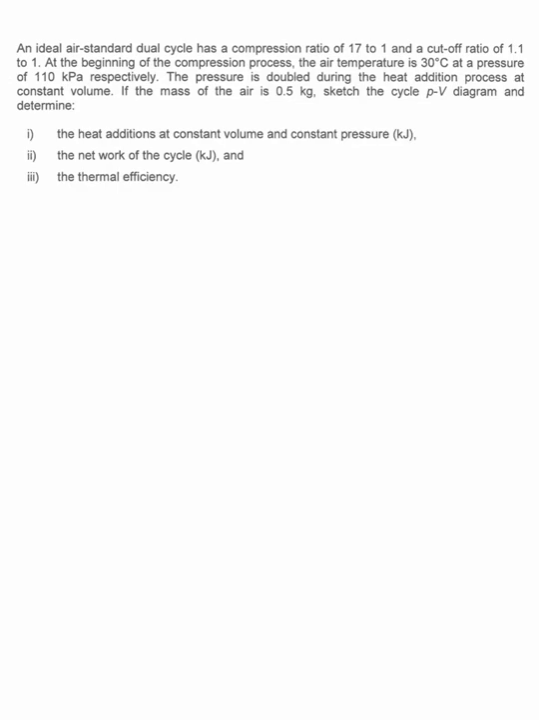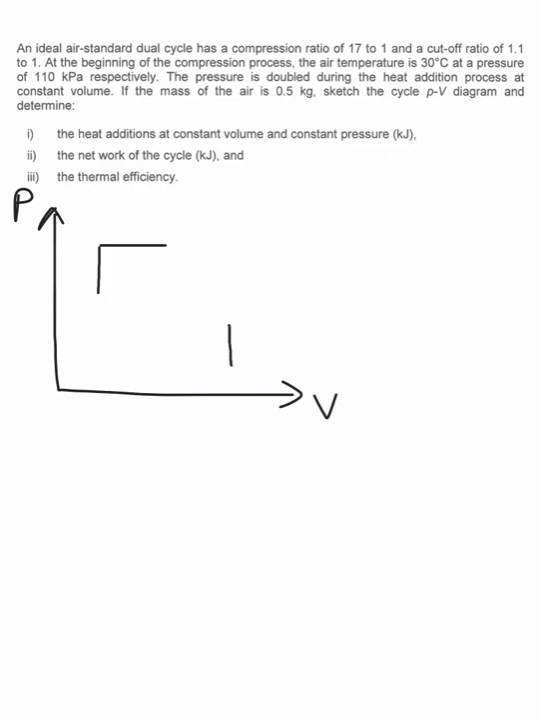So let us sketch the PV diagram first. Since this is a dual cycle, you are going to have one heat addition at constant volume, and this is heat addition at constant pressure, and you are going to have heat rejection at constant volume. So let's connect this together. Let's label this as 1, this is going to be 2, this is 3, this is 4, and finally you have 5.